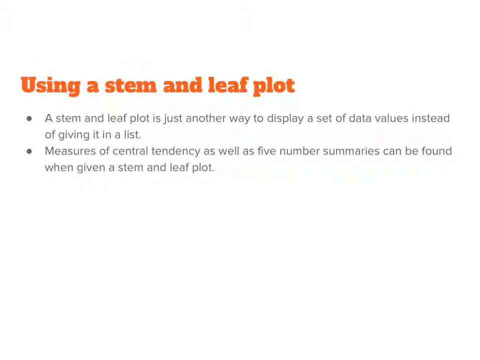So next we're going to talk about using a stem and leaf plot. A stem and leaf plot is just another way to display a data set of values instead of giving it in a list. We can still find measures of central tendency as well as 5-number summaries when we're given a stem and leaf plot, and that's what we're going to be doing as well.